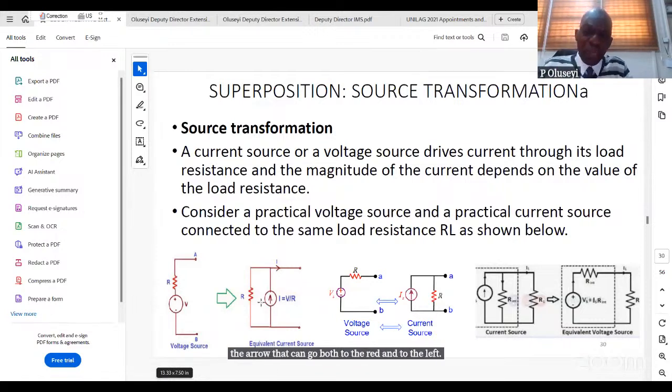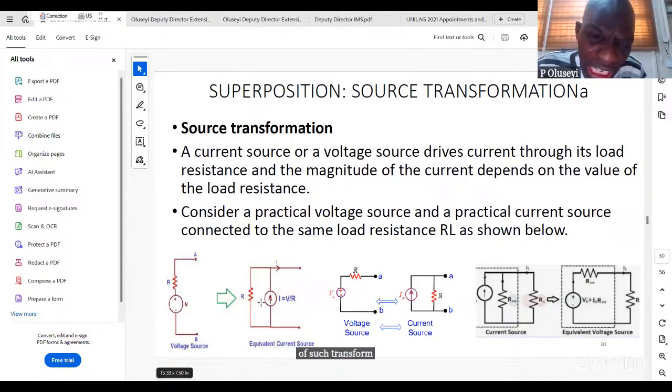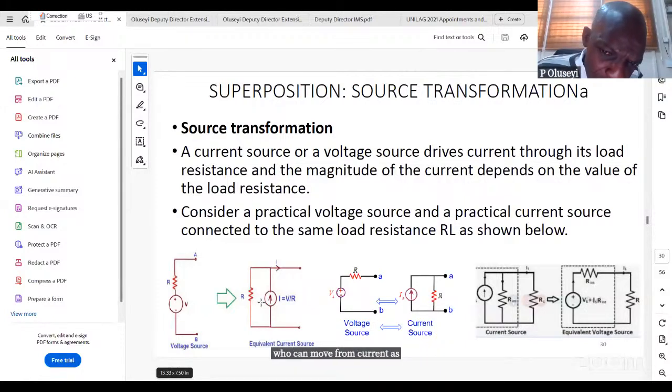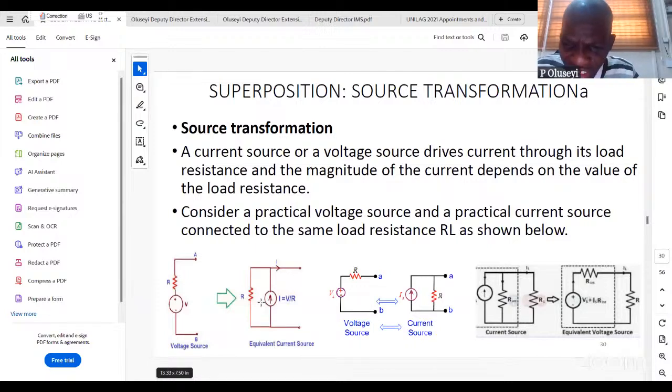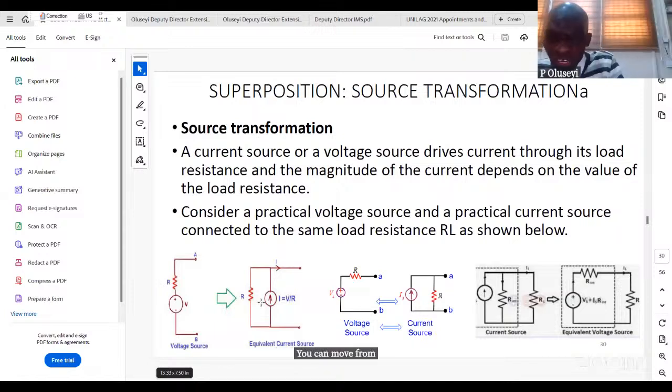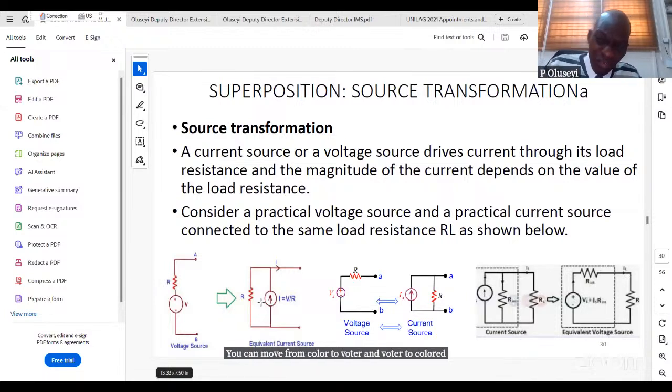That means the principle of source transformation that I showed to you in the first pair is not restricted to just moving from voltage to current. You can move from current as well to voltage. Does that make sense to us? Yes, sir. You can move from current to voltage and voltage to current, depending on your need at every point in time.